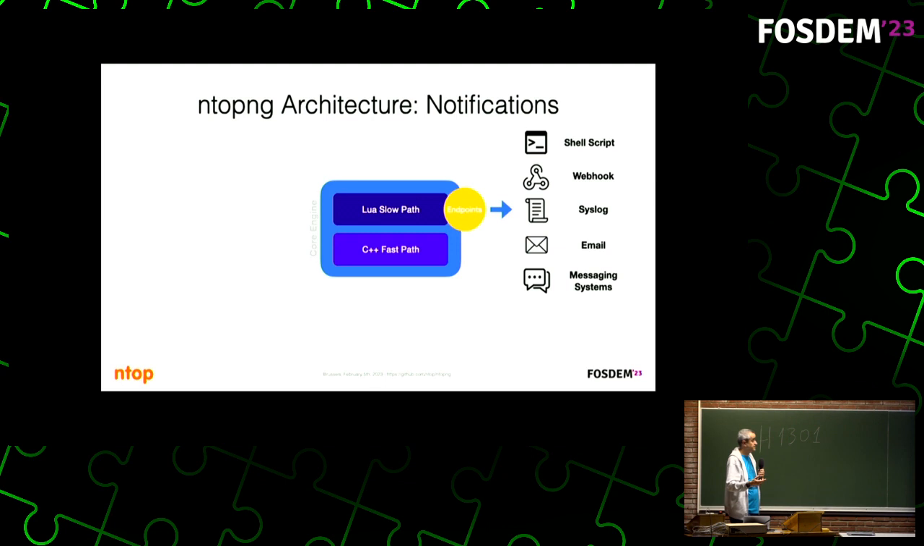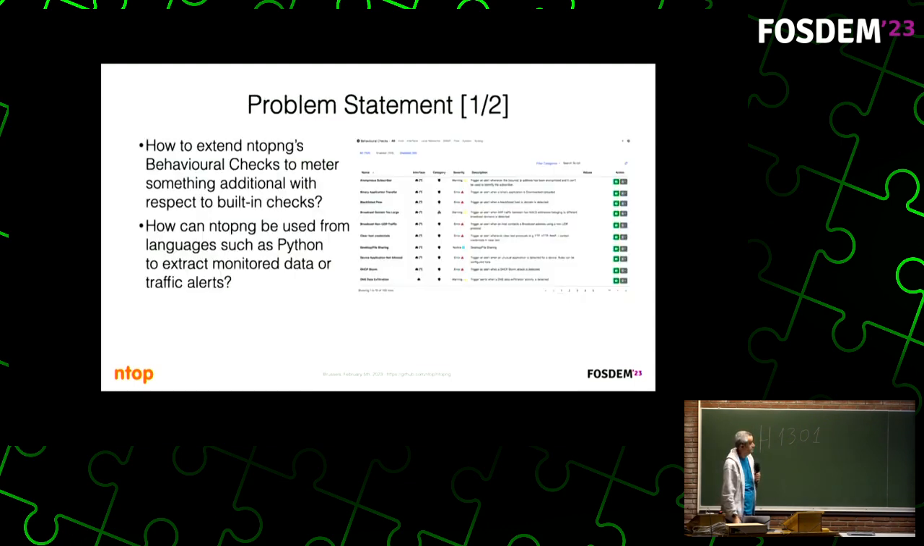And of course, we have notifications that we send out. So for example, we trigger a shell script, a webhook, syslog, email, Telegram, usual things. Nothing new here. Okay, let's now start the talk after this introduction of ntopng.